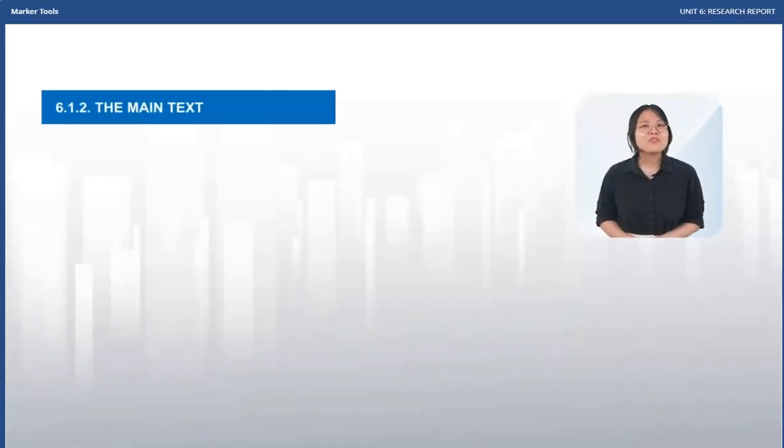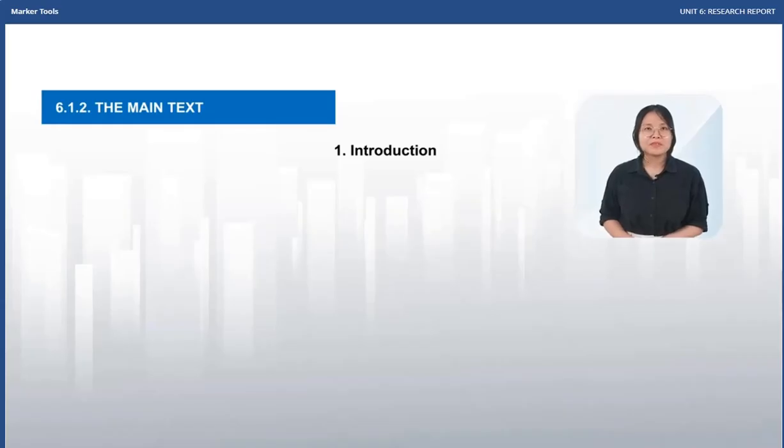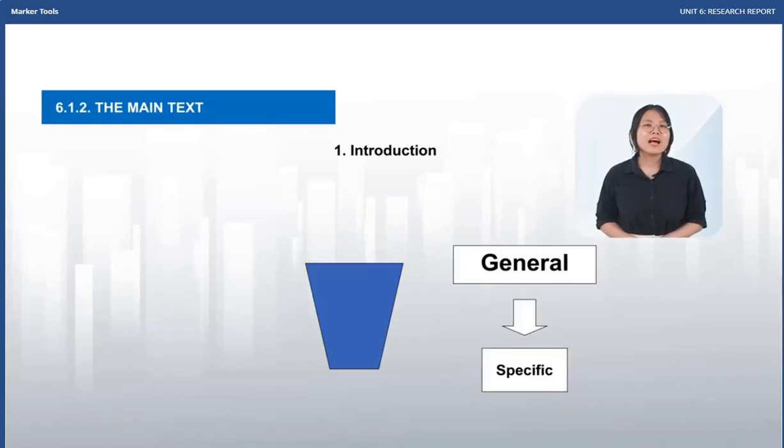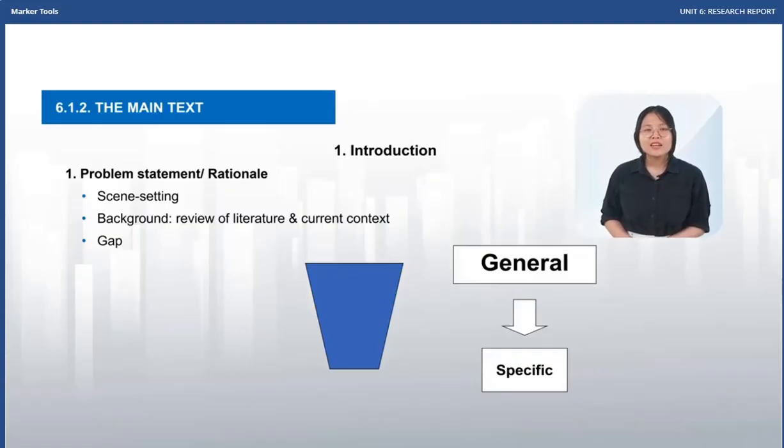Now, let's revise what we have learned so far. The introduction needs to have the 4 most important things. You must include the problem statement or rationale. Rationale means the purpose of your report. You can provide a scene setting, the background, in which you review a bit of literature and current context. You should point out the gap in the literature.